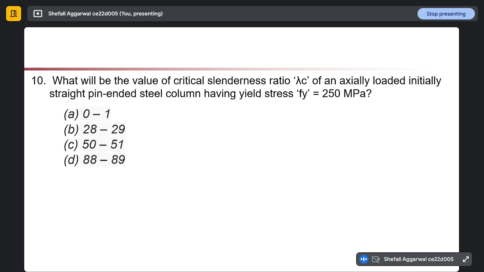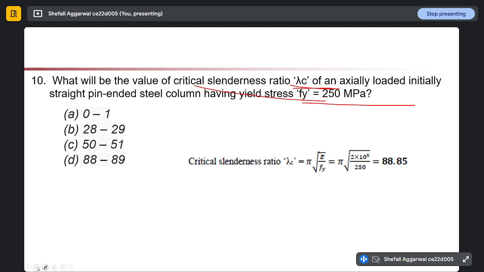The 10th question is, what will be the value of the critical slenderness ratio lambda c of an axially loaded, initially straight, pinned ended steel column having yield stress 250 megapascal? The slenderness ratio can be calculated using this formula: lambda is equal to pi into square root of E upon Fy. Pi we know is a constant, Fy is given as 250, and E will always be 2 into 10 to the 5 for steel. Using this formula, the critical slenderness ratio comes as 88.85.